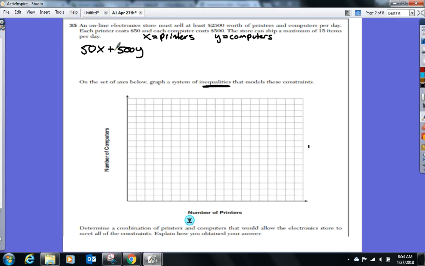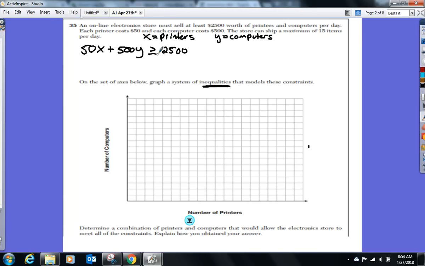At least 2,500. So what type of inequality symbol do you think I should put here if they had to sell at least? And now at least means what? 2,500 or more. So what inequality symbol should I put up there? Perfect. Nice job. Greater than or equal to 2,500.